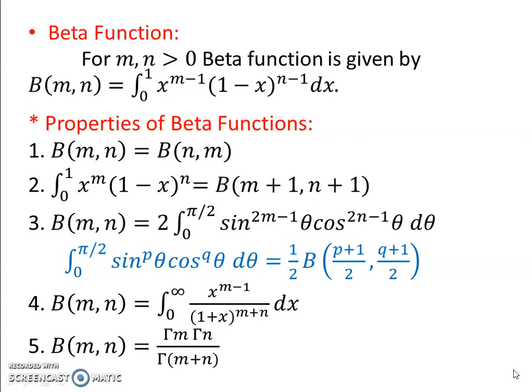Simplification will give you the final answer for beta of 4, 5. Now, in the gamma function, we have studied one property, that gamma half equals root pi. Here, we will prove this property, gamma half equals root pi.